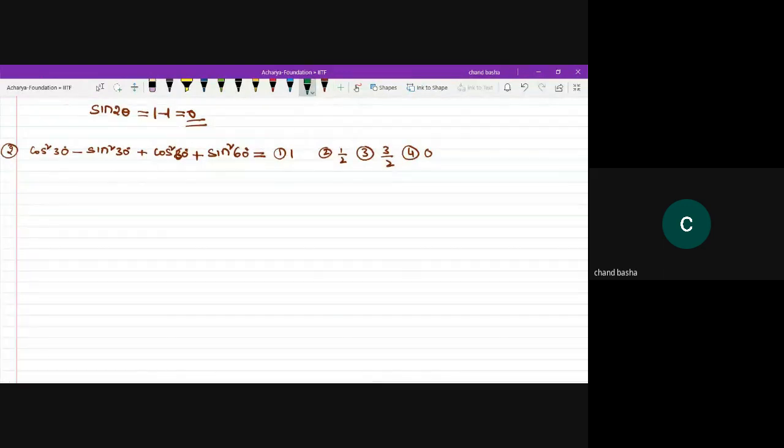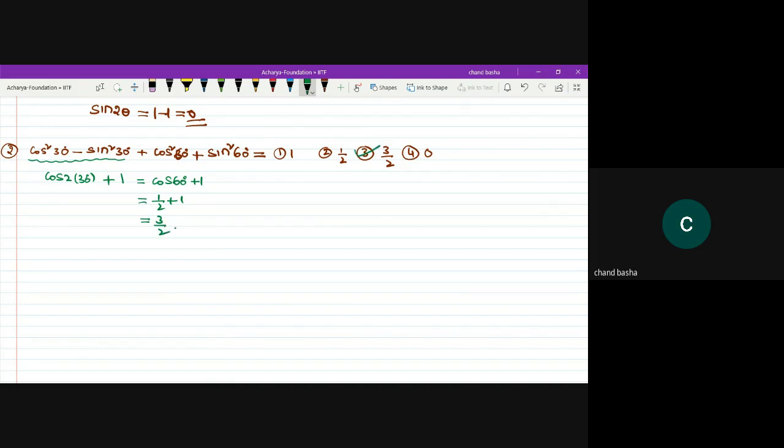So I can make use of the identities. Cos square theta minus sin square theta is cos of 2 theta. Cos of 2 theta plus cos square 60 plus sin square 60, whose value is 1. This is equal to cos 60 plus 1. Cos 60 value is 1 divided by 2, plus 1. Your answer is just 3 divided by 2. So the third option will give the correct answer.